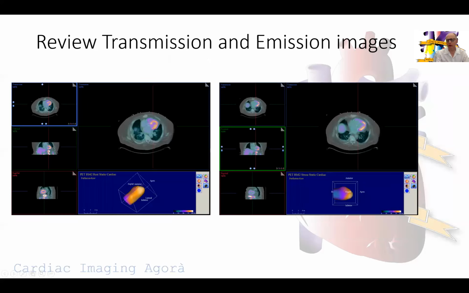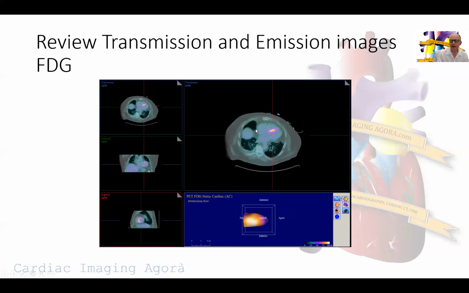Then we go to our images. This is a regadenoson PET pharmacological stress test. We have 3 sets of images in this patient. We have the rest images done here. Again, the intent of this is to go over the co-registration of the images. We have the stress images right here. Again, co-registration of the perfusion images versus CT images.